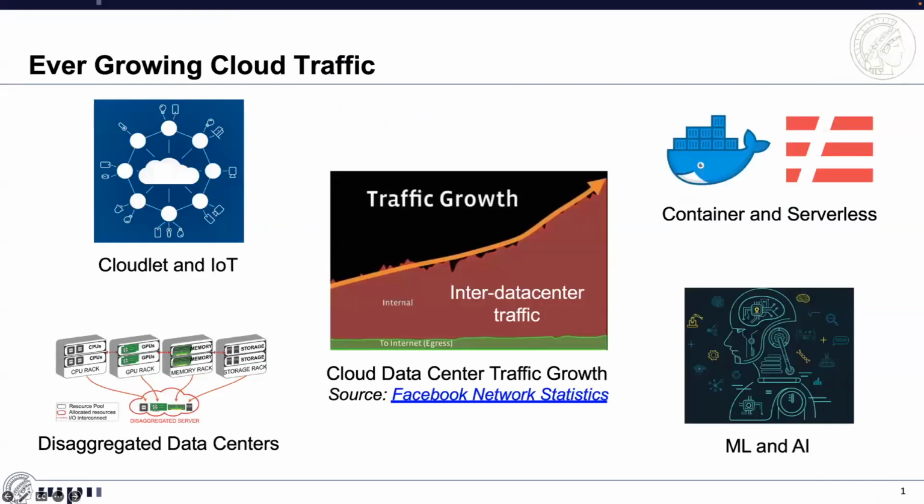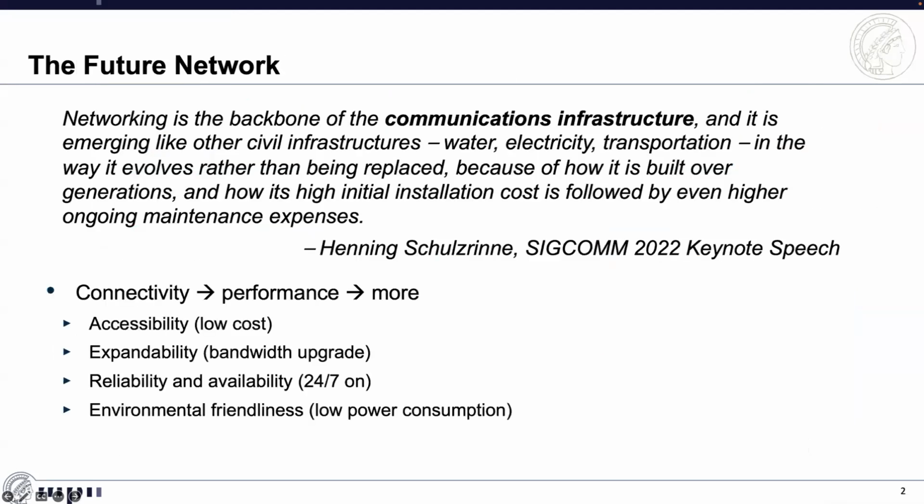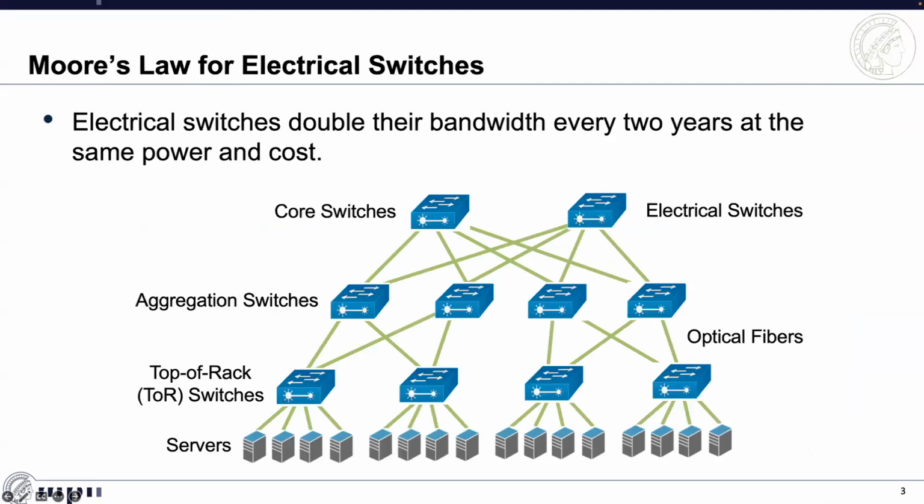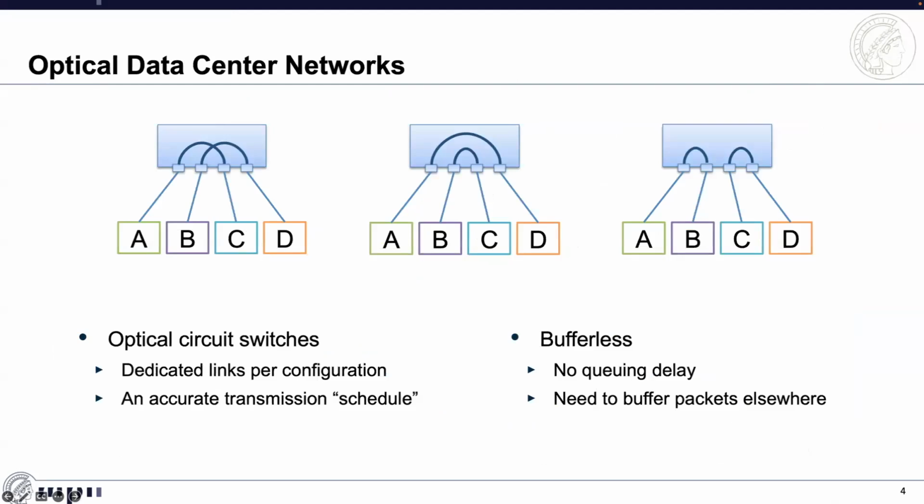I'll skip the background. Traffic keeps growing in the data center, and we also need to consider some operational goals. With the slowdown of Moore's law for electrical switches, it is hard to achieve all these performance and operational goals using electrical switches. So the networking community has shifted attention to optical data center networks. Optical data center networks use optical switches. As everyone knows, they are circuit switches, and they are bufferless without queuing delay, but you need to buffer packets elsewhere in your network, either on the host or on the switches.